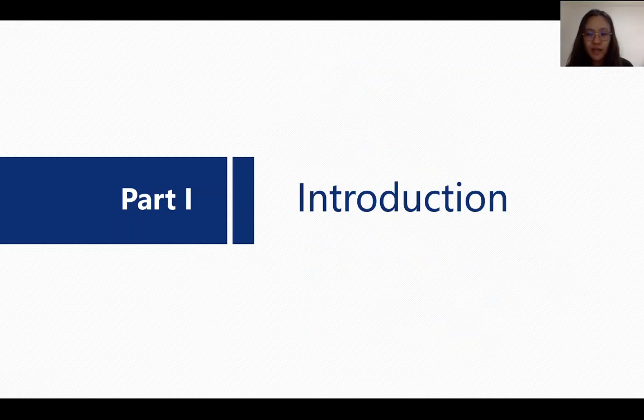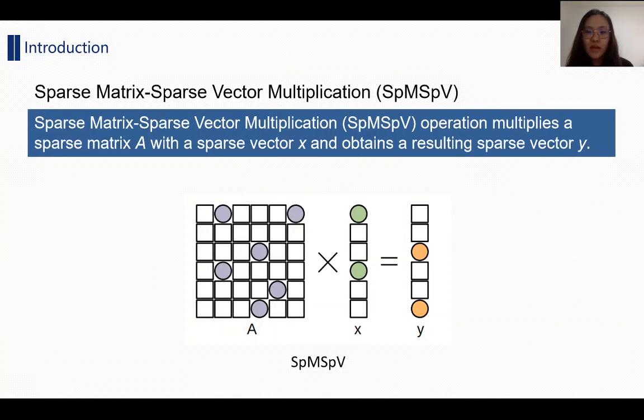Part 1 Introduction. Sparse matrix sparse vector multiplication, called SpMSpV for short, is an operation which multiplies a sparse matrix A with a sparse vector x and obtains a resulting sparse vector y. SpMSpV is widely used in graph framework processing, graph algorithm acceleration, and machine learning.